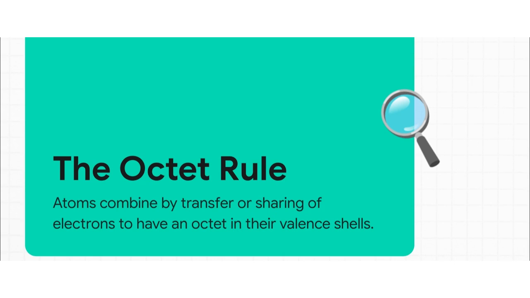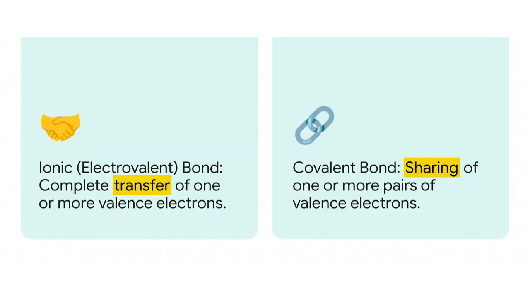Why 8? Because that's the configuration of the noble gases. And we all know noble gases are super stable, right? It's all about achieving that stable configuration. So the question is, how do these atoms complete their octet? Well, there are two main ways to do it. One involves a complete transfer of electrons, and the other is all about sharing. Chaliye, let's understand both of these in detail.